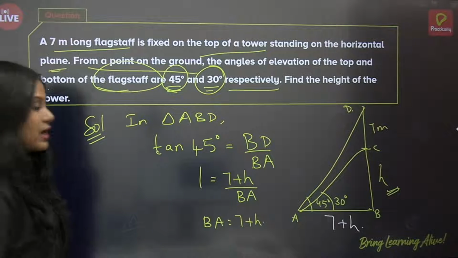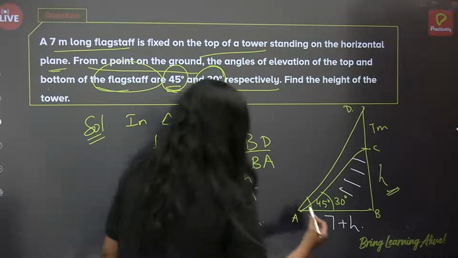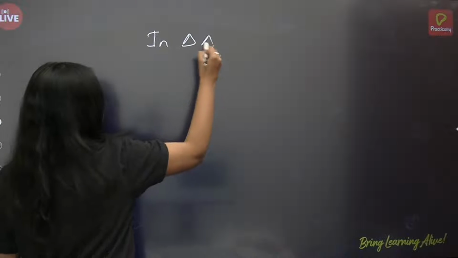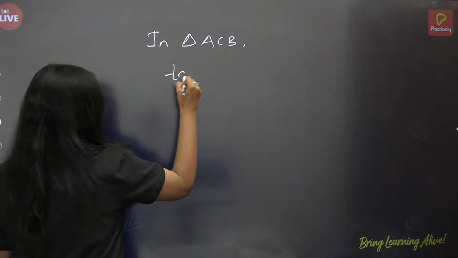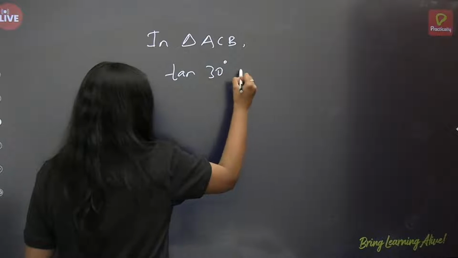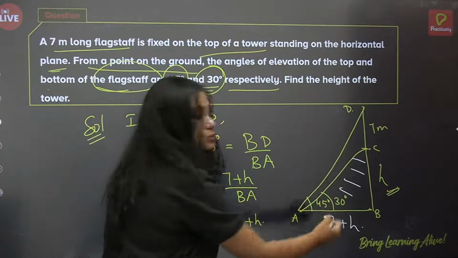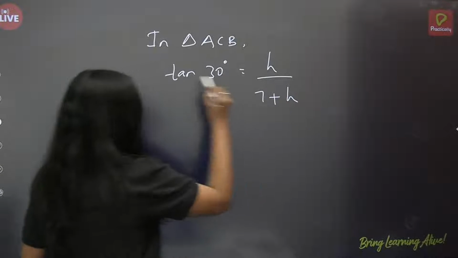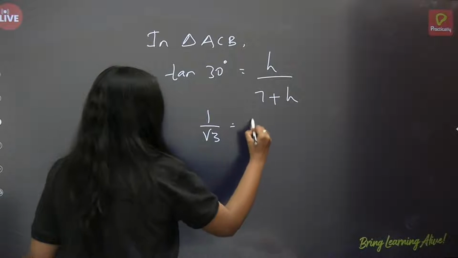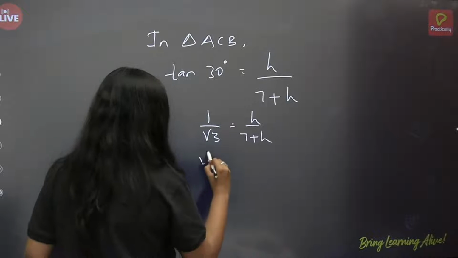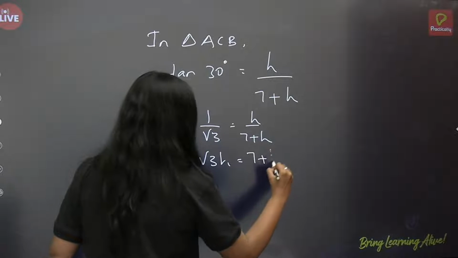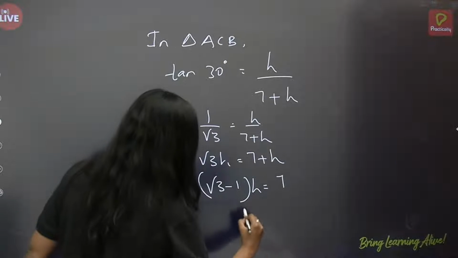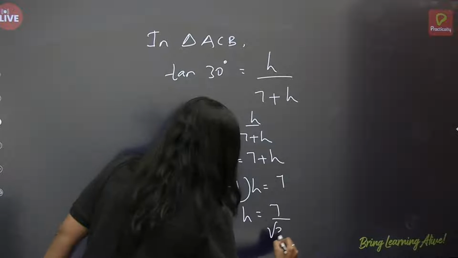Right? Now, we can take this triangle, that is triangle ACB. So, in triangle ACB, tan 30 degrees is H by 7 plus H, right? So, 1 by root 3 equals H by 7 plus H. Root 3 H equals 7 plus H. Root 3 minus 1 into H is equal to 7. H equals 7 by root 3 minus 1.